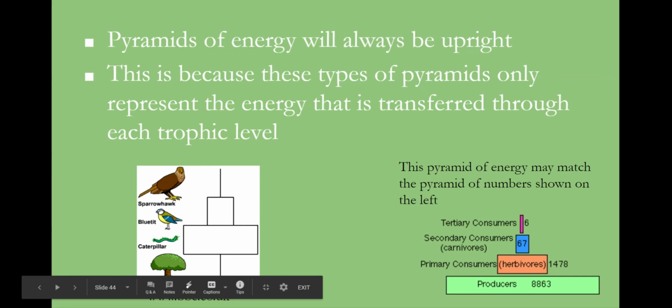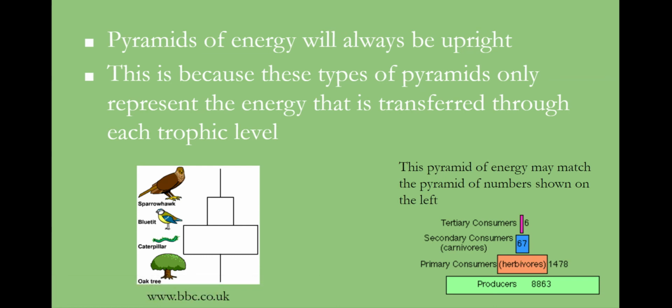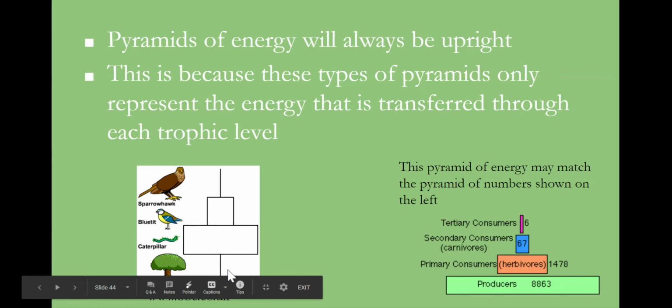Pyramids of energy are always going to be upright because energy can only be transferred to the next level or to decomposers, but that's not typically something that we see much in these pyramids of energy. Okay, so this will never happen as a pyramid of energy.